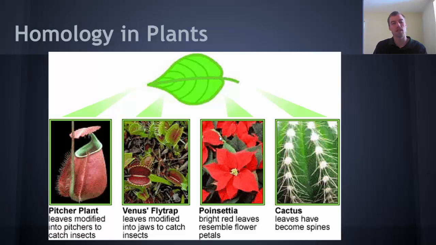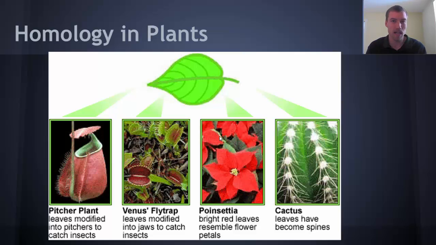We also see homology in plants. So a lot of times when we look at plants, we might think that they have structures that are significantly different from leaves, and that's true. However, those are simply modified leaves. So, for example, carnivorous plants such as pitcher plants and Venus flytraps, they have modified their leaves into different structures that help them catch insects.